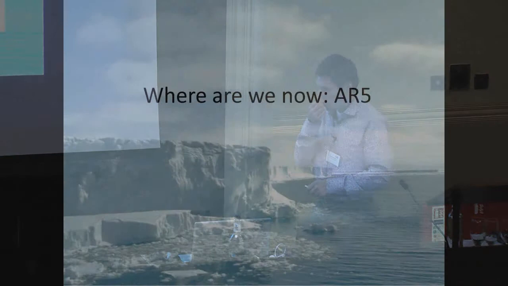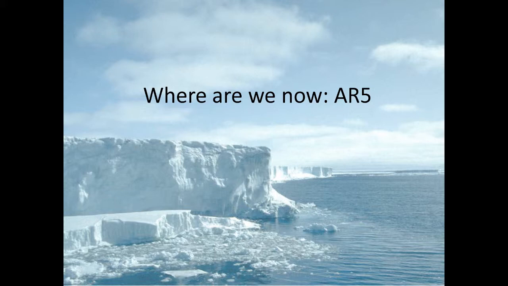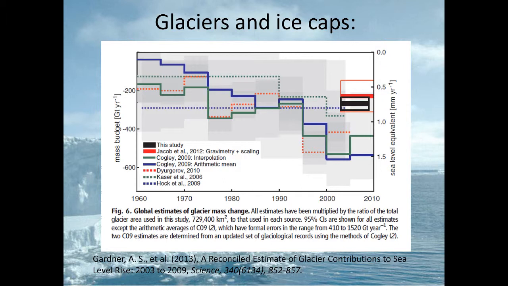And things have got a lot better. This is supposed to be a kind of consensus. It says reconciled estimate. I don't know, it seemed to be flavor of the month, that word. Although I'm not sure it's particularly reconciled, and likewise with the ice sheets.